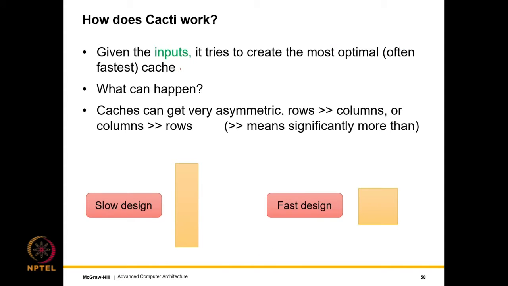Alright, so how does Cacti work? Well, as we have discussed, given the inputs, it tries to create the most optimal design. So what can happen? Well, if you don't create an optimal design, you will come up with bad designs like this, where it can be very long, let's say, in one axis. One problem is physically constructing such a cache is hard because you will have to unnecessarily displace other elements in the chip, and it just might be very hard to place it. Alright, so just its placement will become very hard.